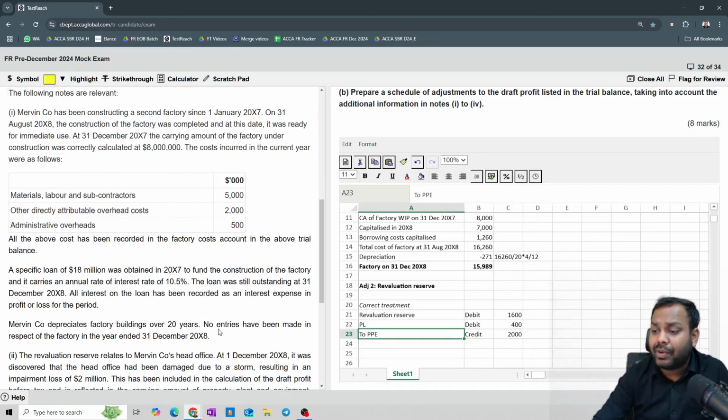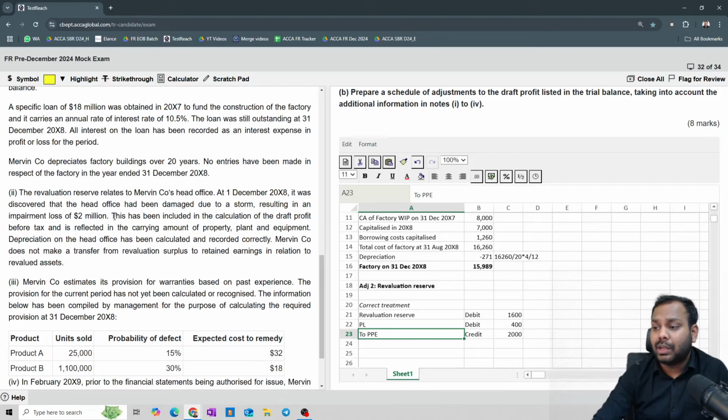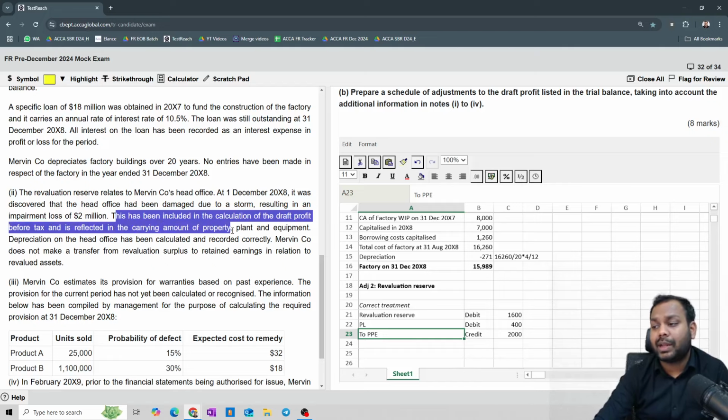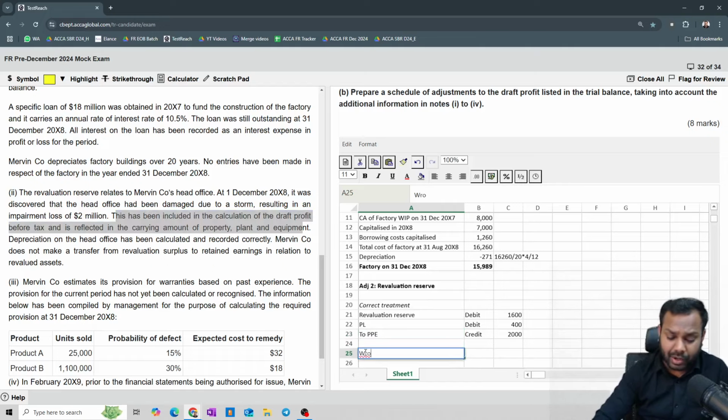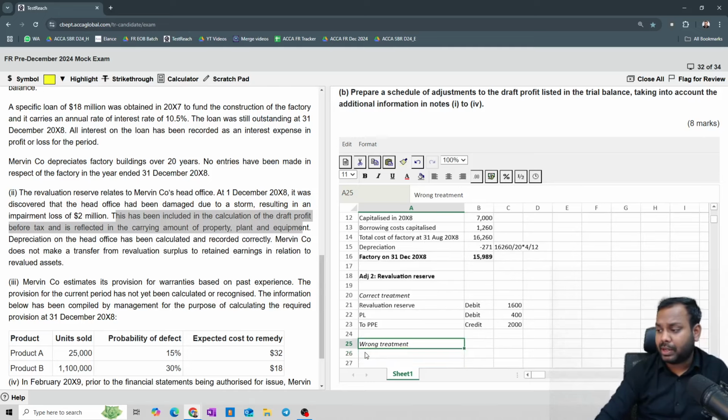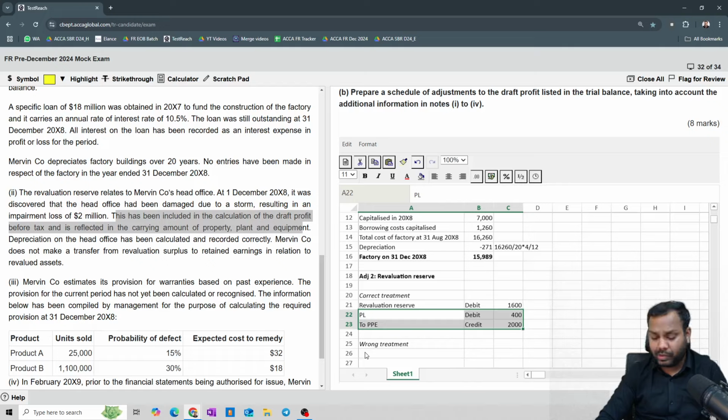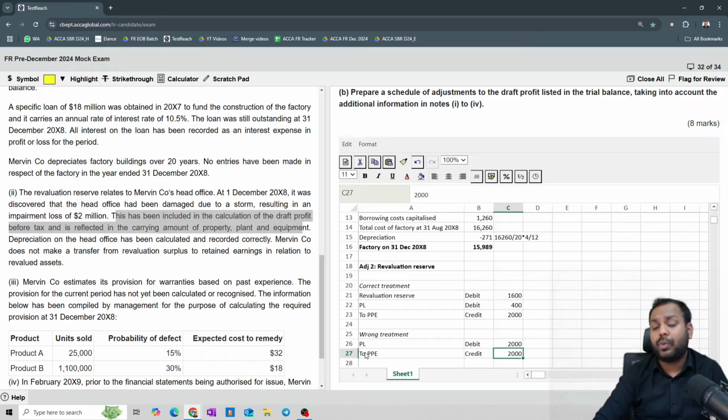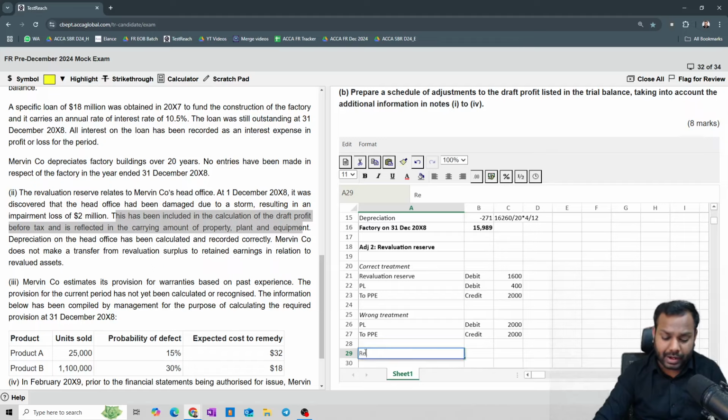But what they have done, just see here. This has been included in the calculation of draft profit before tax and is reflecting in the carrying amount of the property, plant and equipment. So what is the wrong treatment given? The wrong treatment given is this one. We have taken the entire amount to P&L. Then what should be the rectification of it?